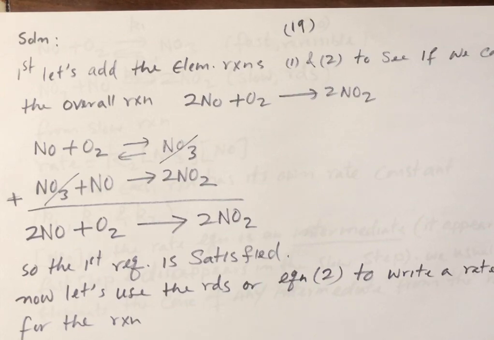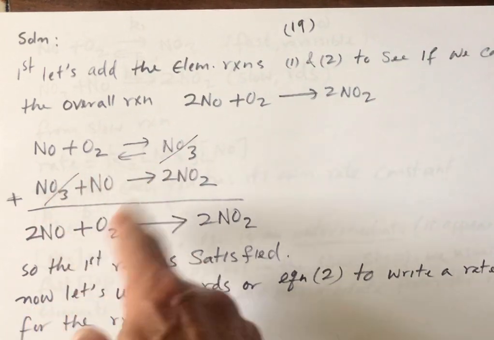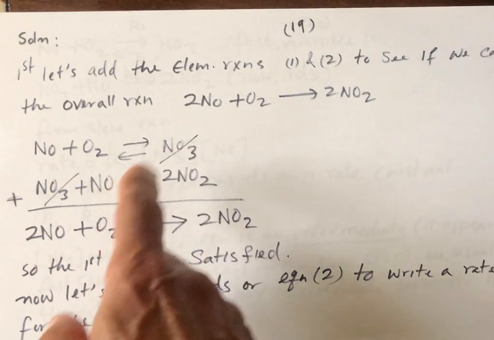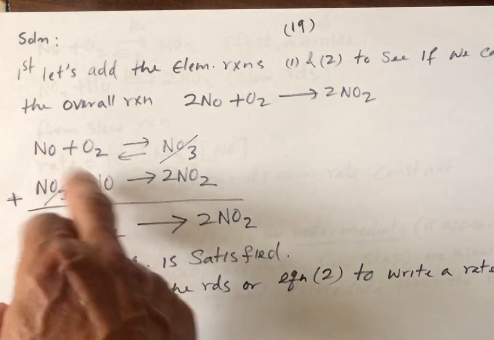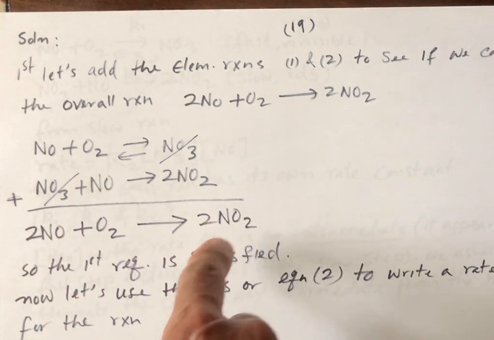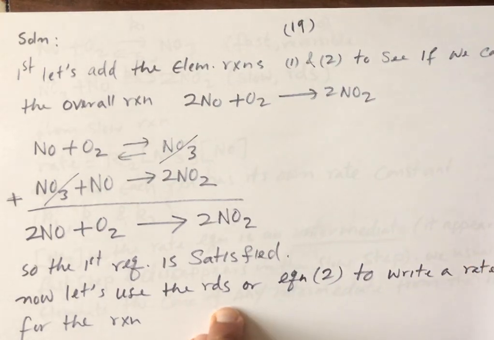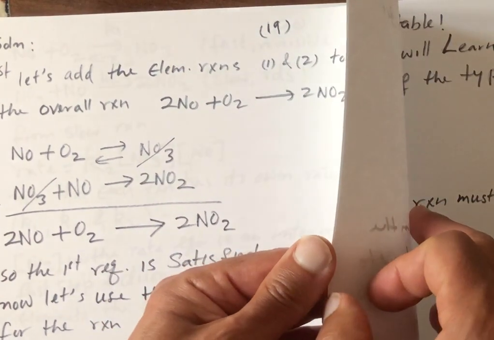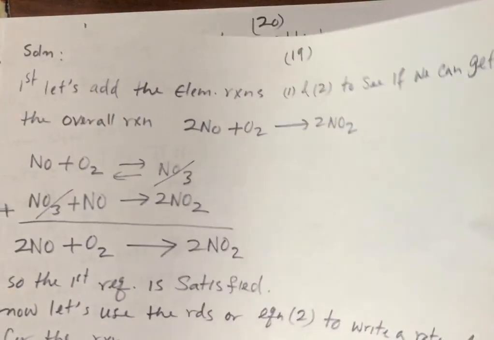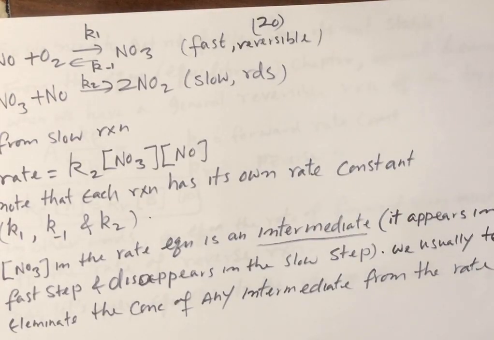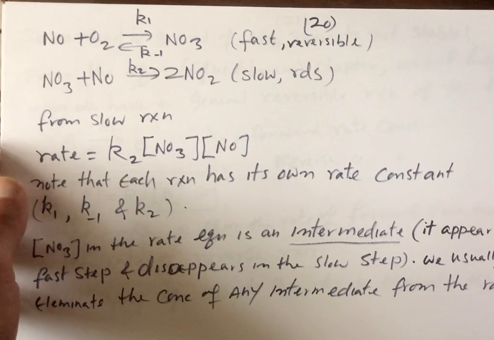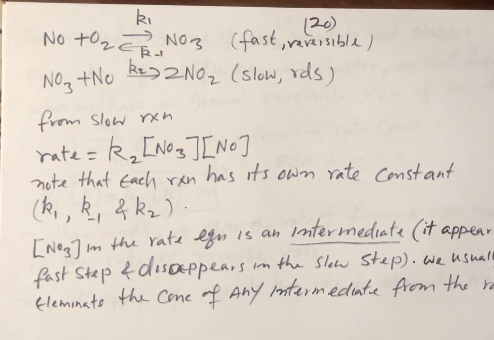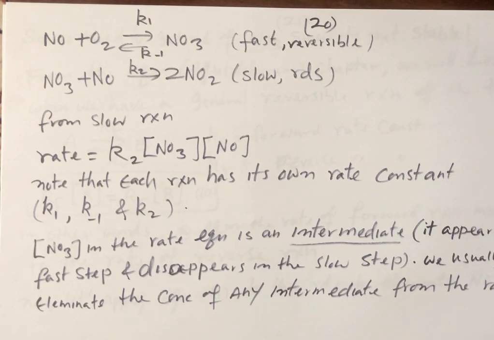Okay. So I've actually shown you how to add these two reactions first. This is what I just described to you. Okay, NO3 cancels NO3, and then you have two NOs adding up to plus O2 to give you that. So therefore, the first requirement is satisfied that the elementary reactions must add up to give you the overall reaction back. Okay. Now, next thing is we are going to use the rate determining step to verify if this mechanism is consistent with the observed rate law.